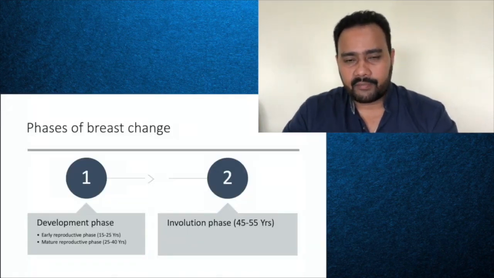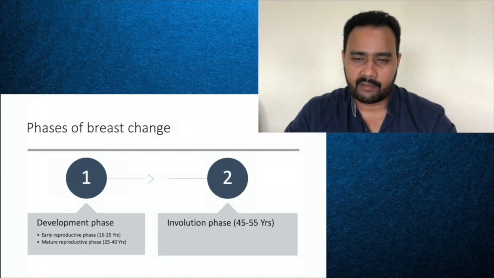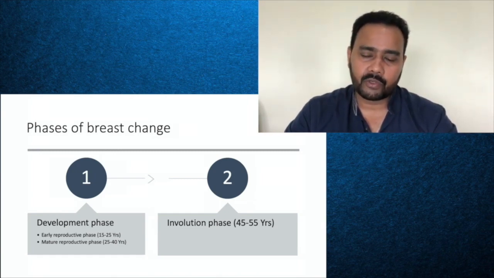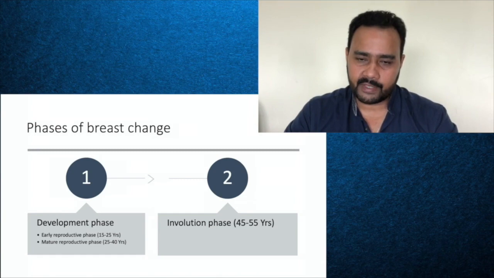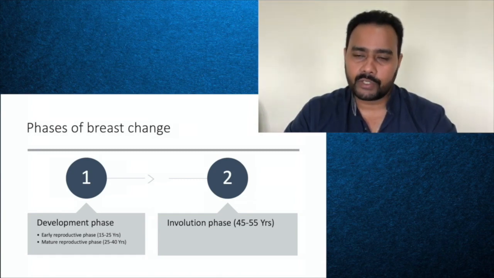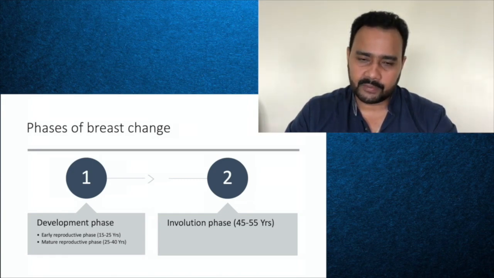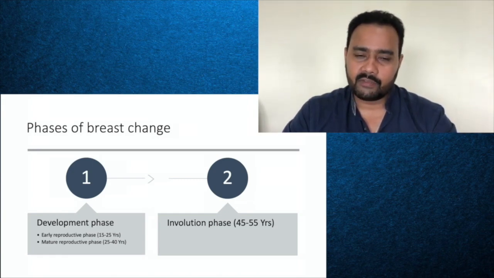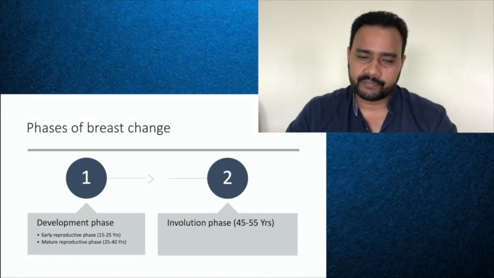Then we go on to the phases of breast changes. What are the developmental changes the breast can have? That is also very important to know about the diseases. There are two phases of breast changes: a development phase and an involution phase. The development phase usually starts from puberty. From puberty, the breast develops from 15 to 25 years. That is what we call the early reproductive phase.